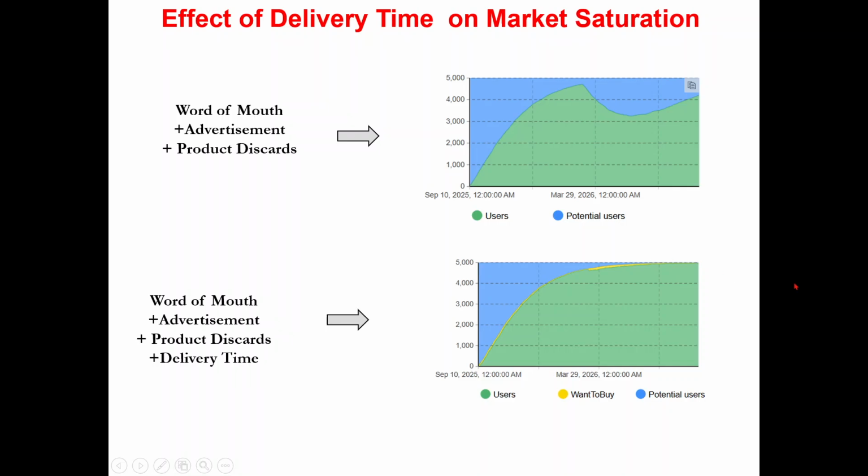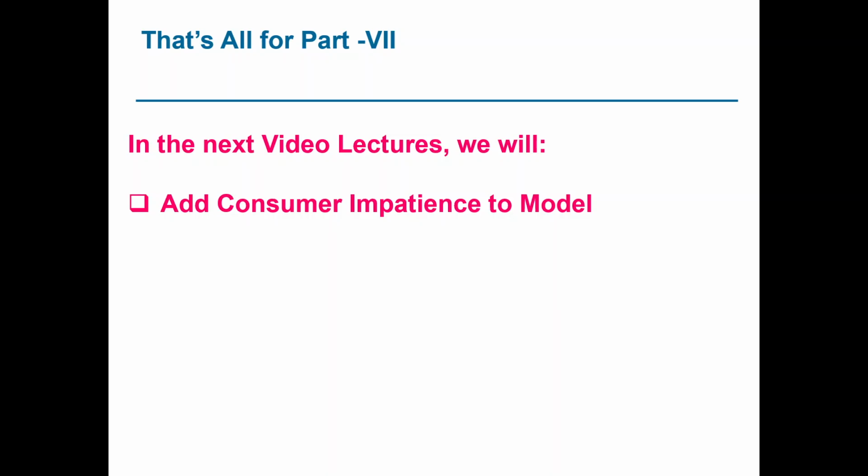So that's all for this lecture. In this part we discussed how the delivery time can be added to the model. Now another very important aspect is consumer impatience. That is, if the delivery time gets longer than the expected time, the consumer might get impatient, and then they might drop the idea of purchasing the product.